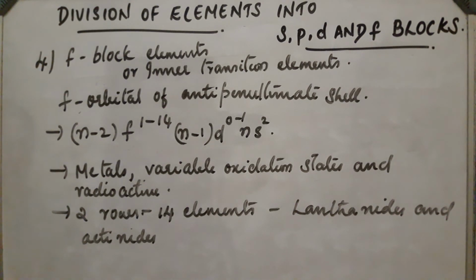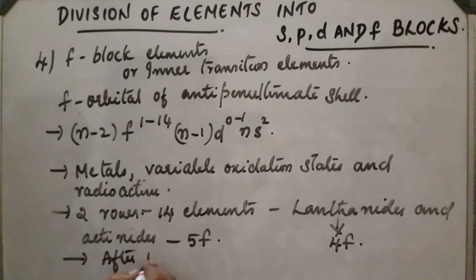Each row contains 14 elements, the first series and the second series. In the case of lanthanides, the last electron enters into the 4f orbital, and in actinides the electron fills in the 5f orbital. Elements after uranium are called transuranium elements.